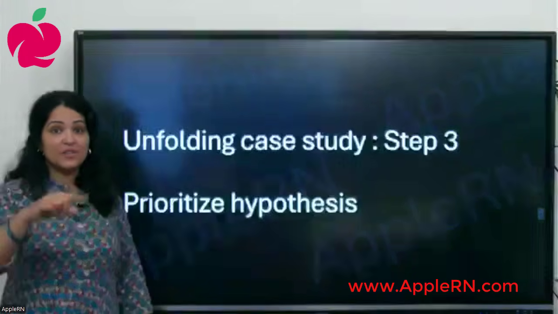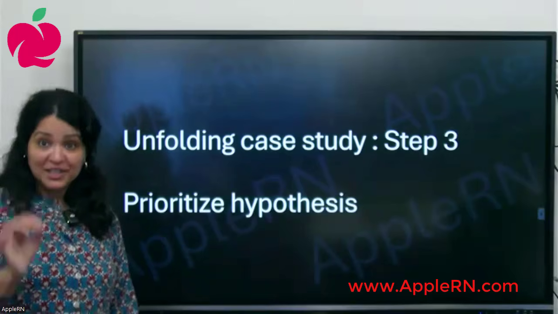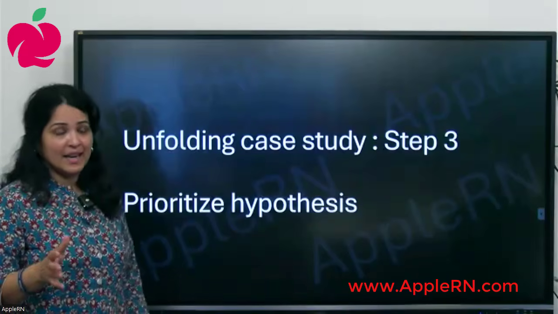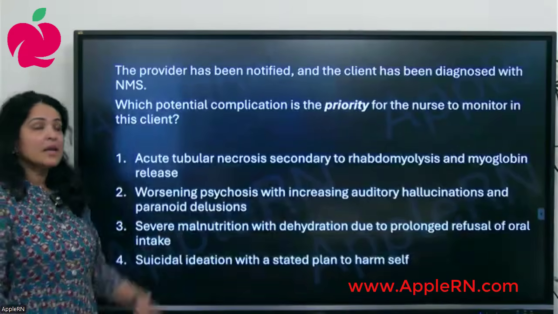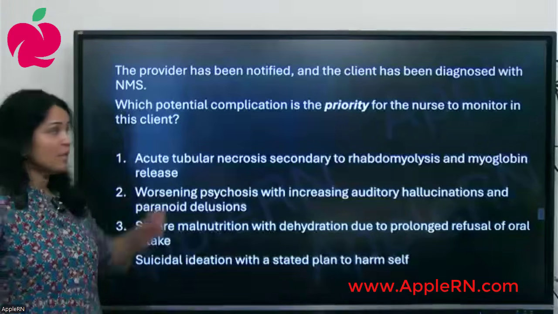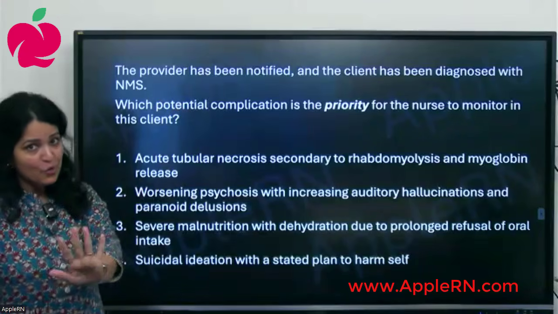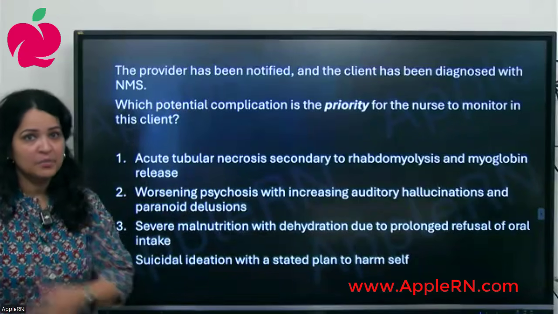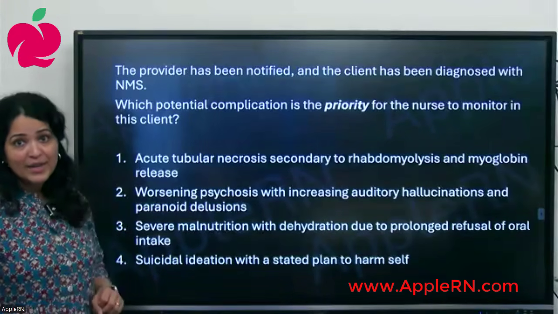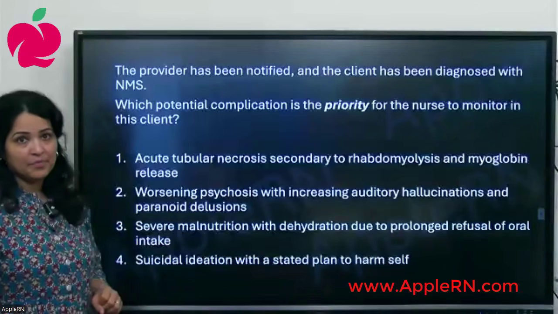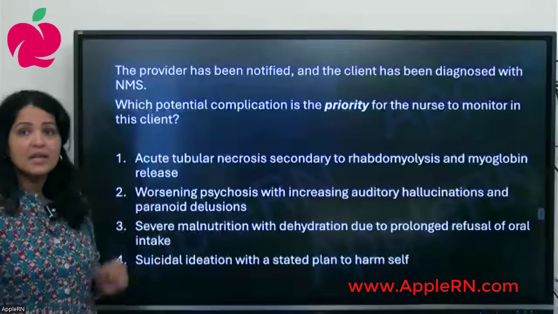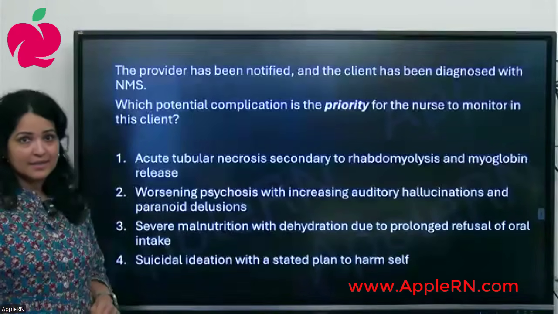This is where we go into step 3, or question number 3, of this unfolding case study, and it will always be a priority answer for you. The provider has been notified and the client has been diagnosed with neuroleptic malignant syndrome. I'm going to use NMS from now on, but you know what that means. What potential complication is the priority for the nurse to monitor in this client?